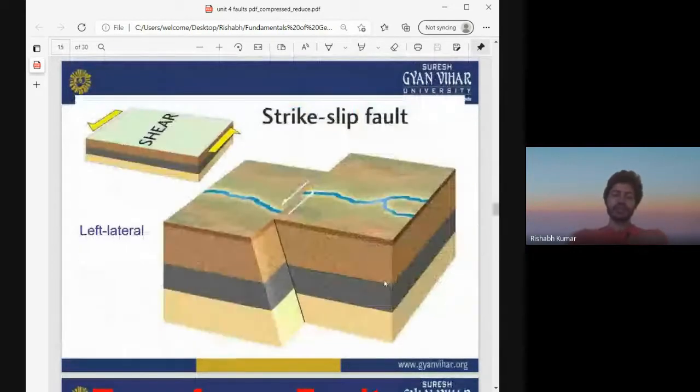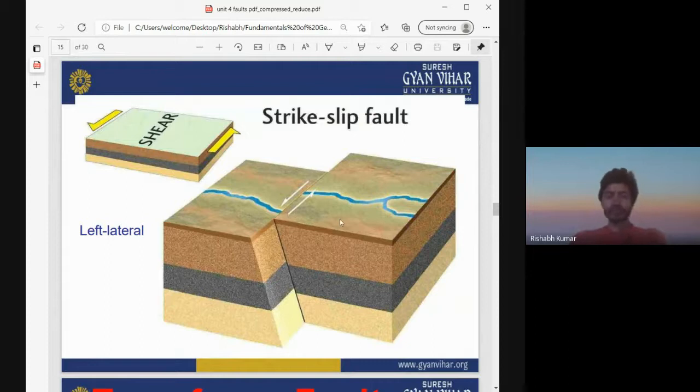Okay. So your lateral or your strike slip faults are due to the shear forces. When the forces causing this fault are your shear forces, then you will see the strike slip fault.